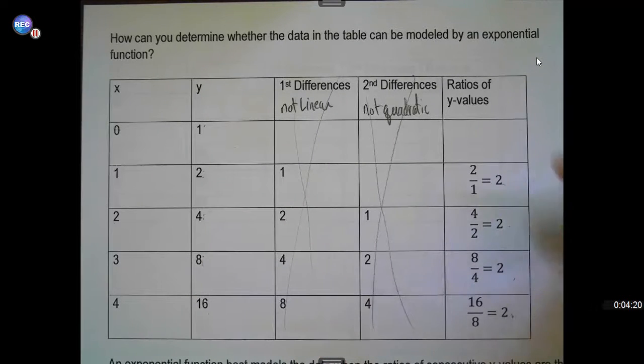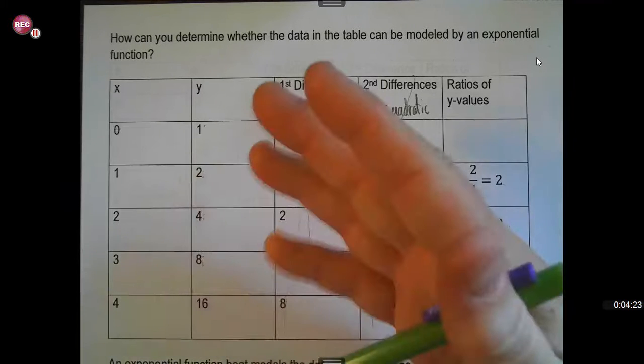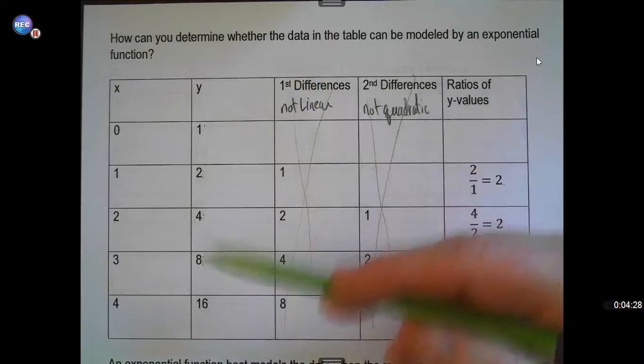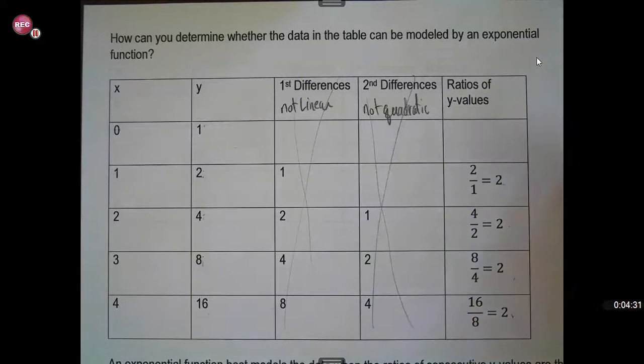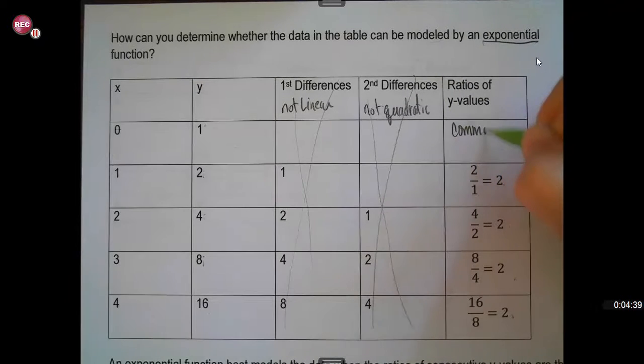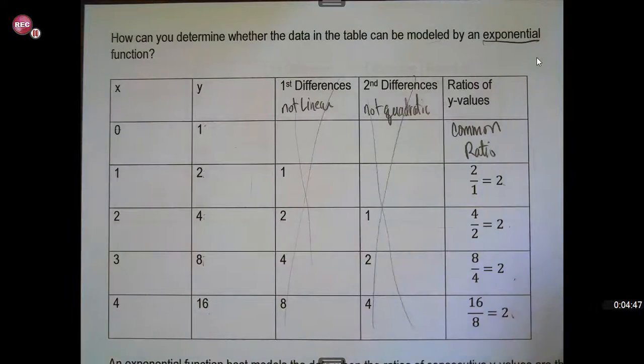And some of you might be thinking, well, if there's a common ratio, then that's a geometric sequence. And you're correct. Geometric sequences are exponential. And so when we have that common ratio, we know then that this data is exponential, that this is an exponential function. An exponential function best models the data when the ratios of consecutive y values are the same.